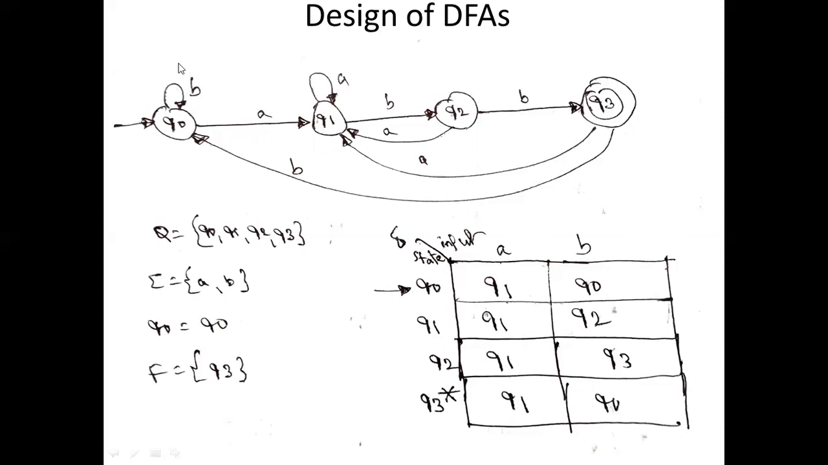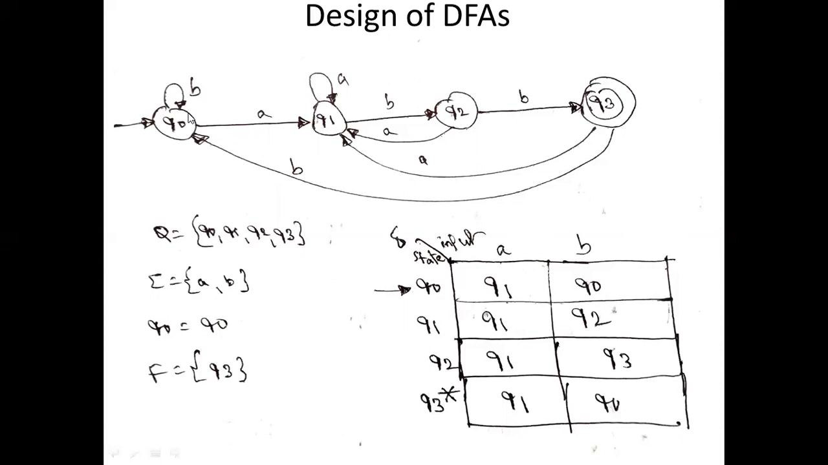Then Q0 on B is Q0 only, because Q0 is the initial state. If B is missing, connect to the initial state only. Q3 and B is missing, so connect Q3 and B to Q0 blindly. Even Q2 and B is missing, then simply connect Q2 and B to Q0. Wherever transitions are missing, blindly connect the transition to the initial state only.